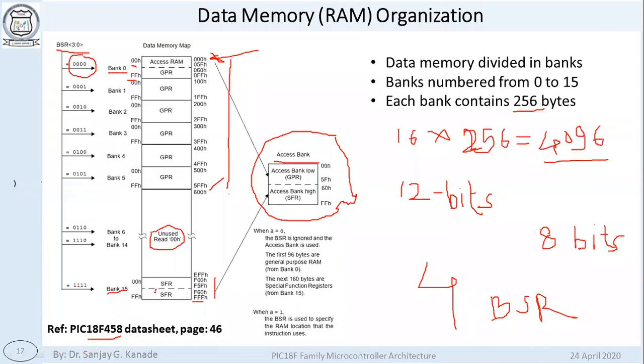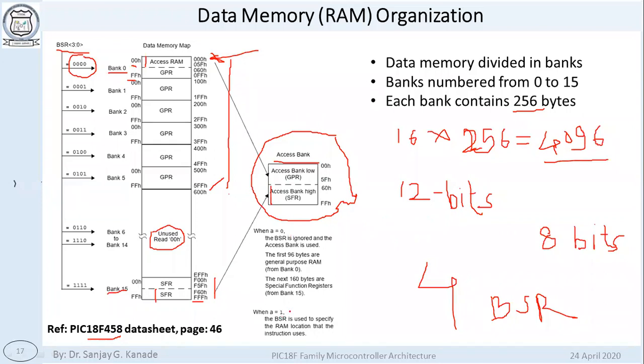This means for this section of the access bank, the higher 4 bits or 4 MSBs are 1111, and for this other section of the access bank, the 4 MSBs are 0000. This is how the 12-bit address is created if A is 0.